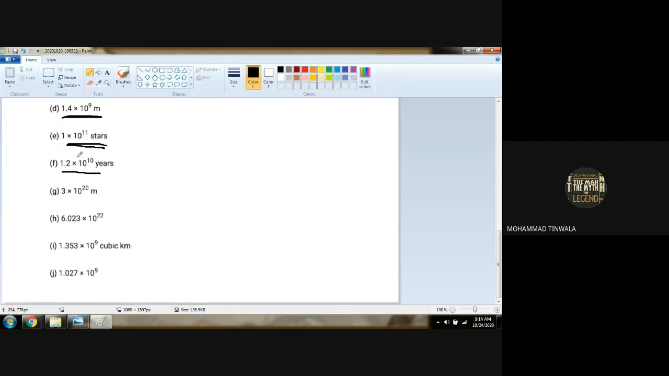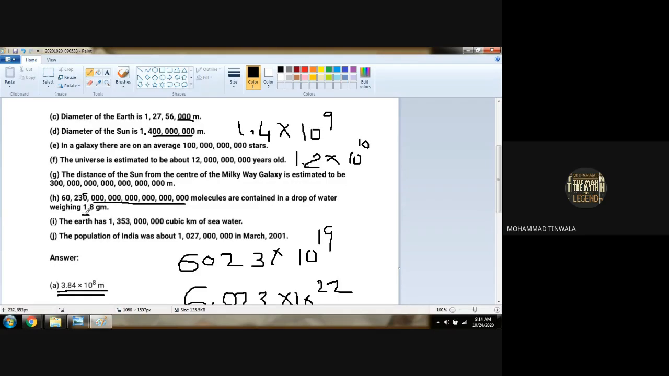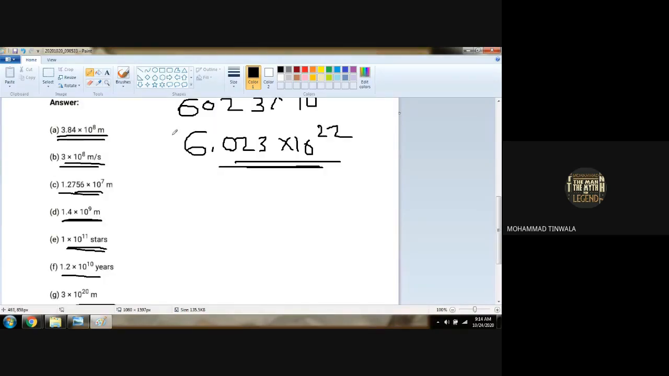Yes or no? Yes. Do you know what is written here to create confusion? Here 1.8 gram weighing and such things are written. We don't care about the rest of the things. We have to convert this number into standard form. So we have converted this. Okay?